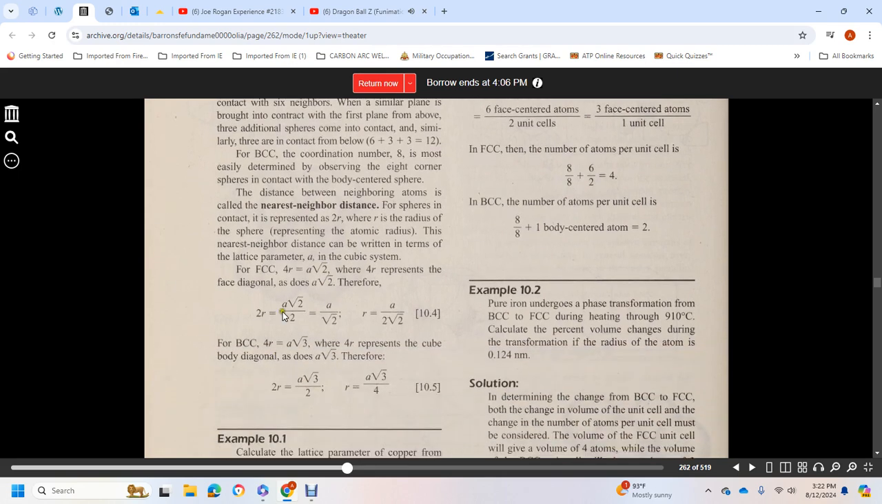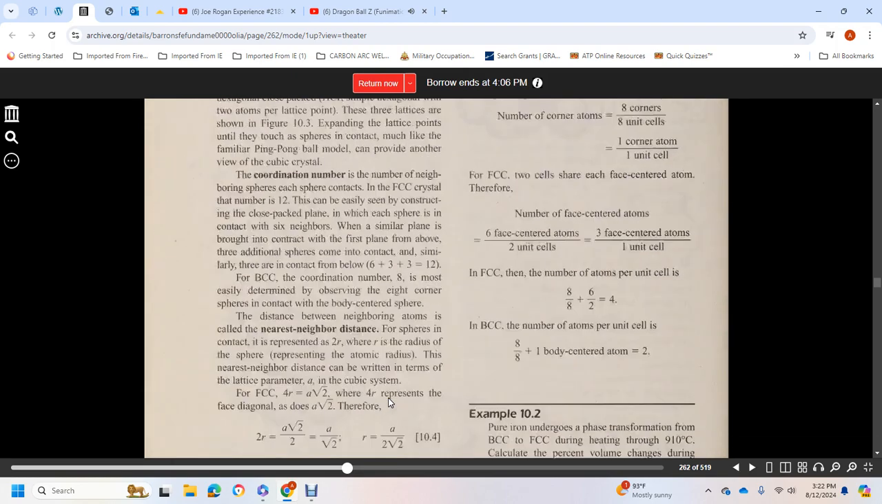Therefore, 2R is equal to A square root of 2 over 2, equal to A over the square root of 2, and the radius is equal to A over 2 times the square root of 2. For BCC, 4R equals A times the square root of 3, representing the cubic body diagonal, as does A square root of 3. Therefore, 2R is equal to A square root of 3 over 2. The radius is equal to A times the square root of 3 over 4.